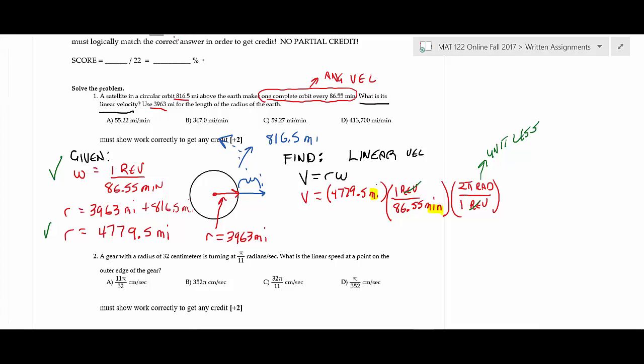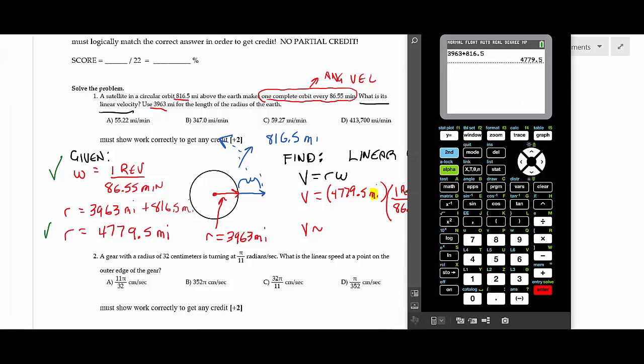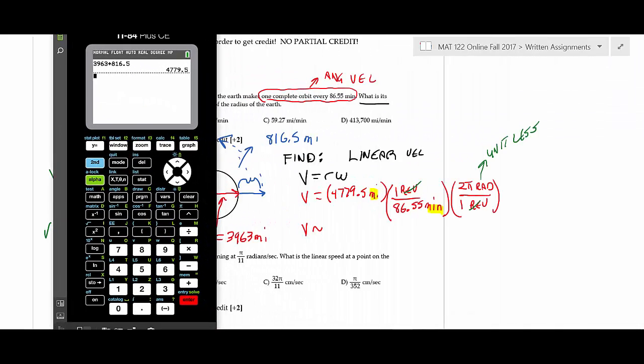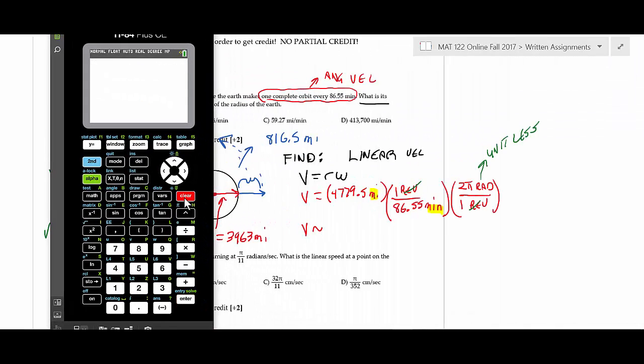So all you should have to do on this problem is go straight to your calculator. I'll show you how to put that in. Let me move this over to the side so you can see. I'm going to put it in exactly like this. The radius is 4,779.5, and we're going to multiply that by 2 pi. I'm multiplying the numerator straight across, and I get that answer. Then I'm going to divide by 86.55, and we'll round it and see what we get.